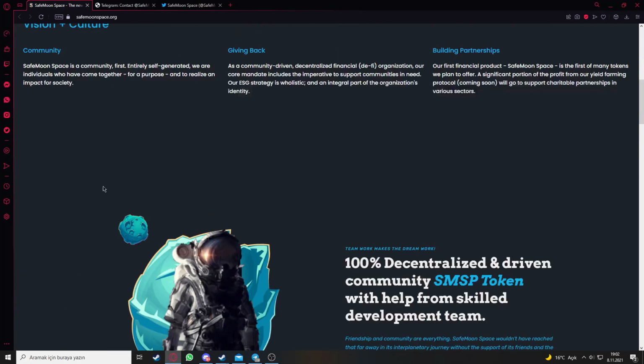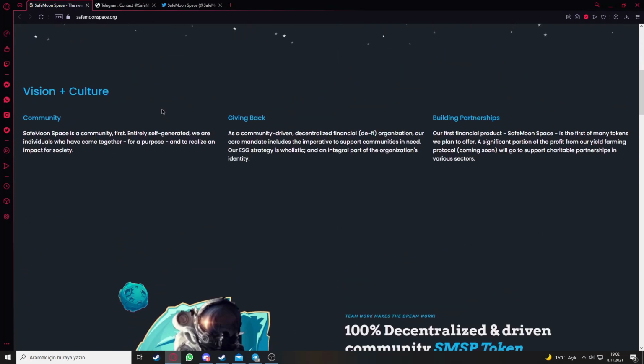Let's go with the details about the project. Vision plus culture. Community. SafeMoon Space is community first, entirely self-generated. We are individuals who have come together for a purpose and to realize an impact for society. Giving back. As a community-driven, decentralized financial organization, our core mandate includes the imperative to support communities in need. Our ESG strategy is holistic and an integral part of the organization's identity.